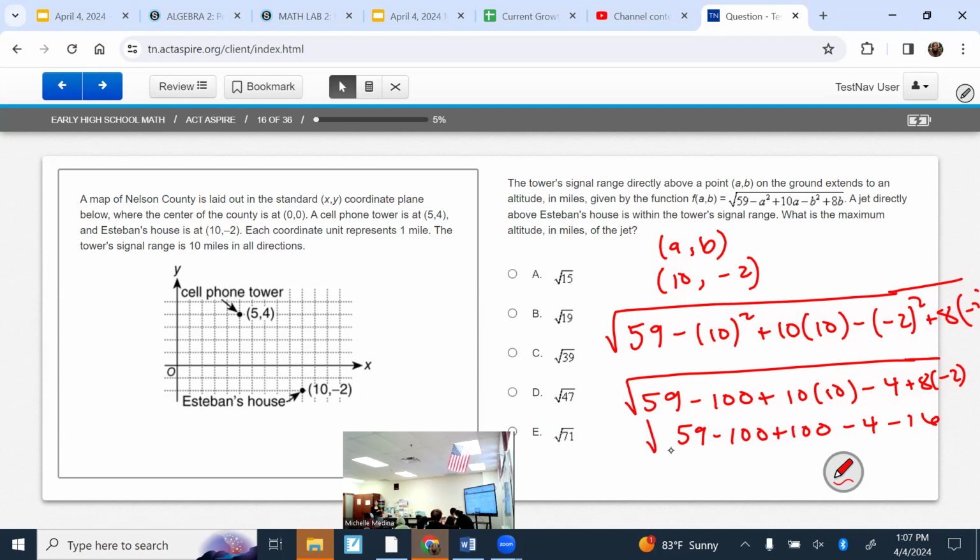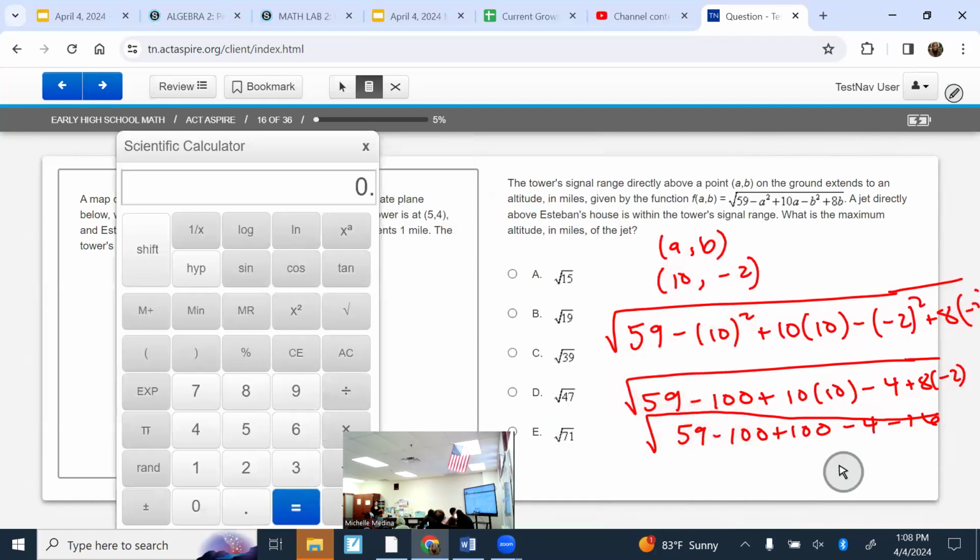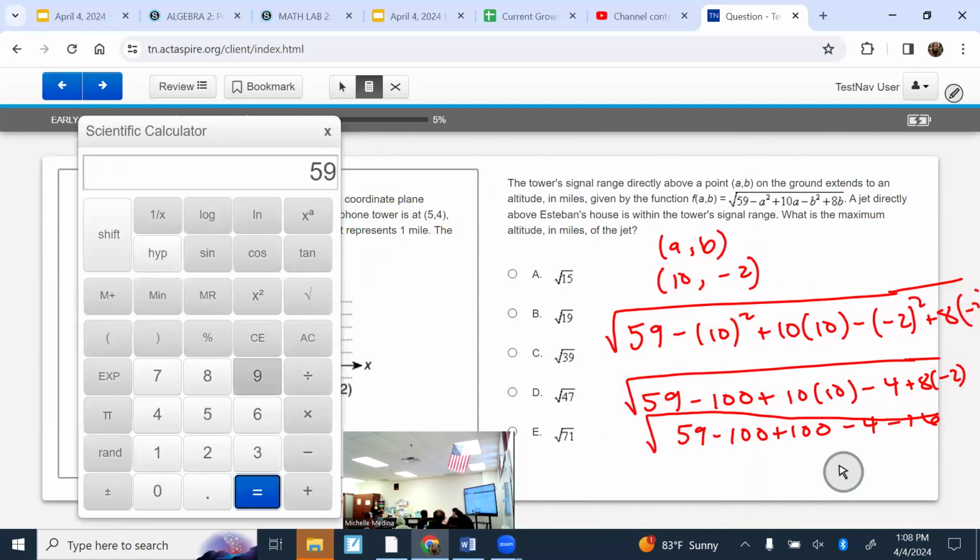Okay, now it's just adding, subtracting from left to right. I'll use my calculator for this part. So 59 minus 100 plus 100 minus 4 minus 16 is 39. Was the answer C for this one? Was it? Okay, so that's how you do it.